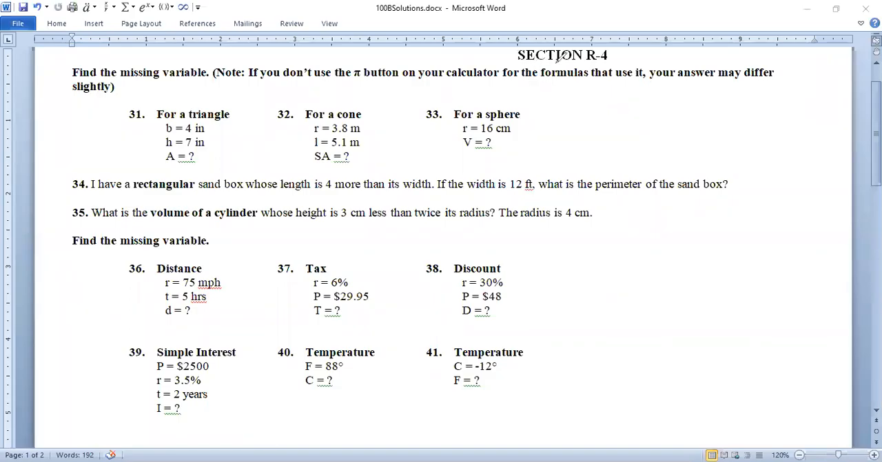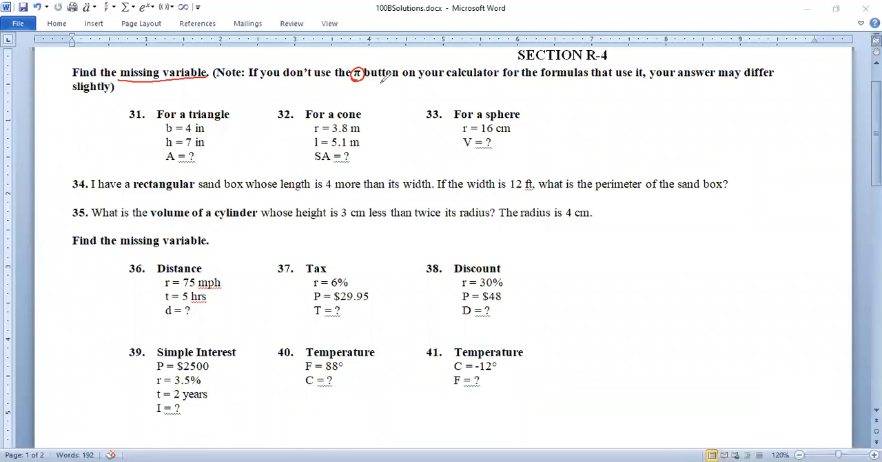Here we are in section R-4 with numbers 31 through 41 and their solutions. Number 31 says find the missing variable, which for all of these we're going to have formulas in this section. Now notice for some of them that use the pi button, some textbooks will have you use 3.14, and we're going to use that pi button on the calculator. And if you do that, then by golly, you'll get exactly right to the decimal point.